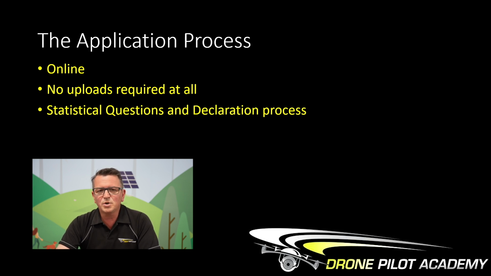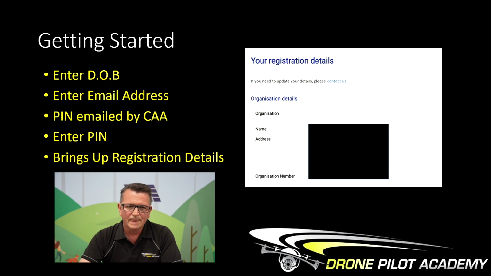So the application process itself, it's still online. But this time, for those that are familiar with renewing, there are no uploads at all required. It generally starts with some statistical questions, some data gathering, and then there's a declaration process. So instead of uploading, you are saying that you have an insurance certificate and it's valid, and that you have an ops manual, and this is the version number and this is the date of it, and it complies with the guidance in PDRA-01.